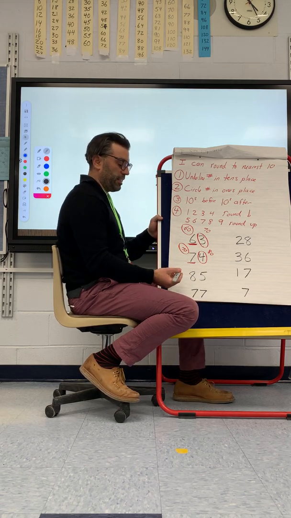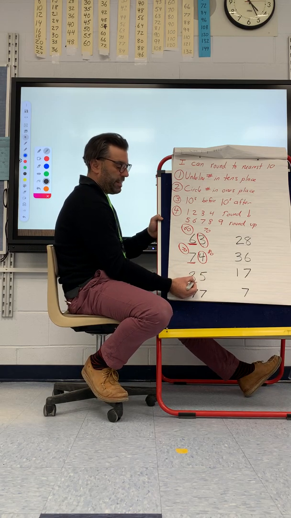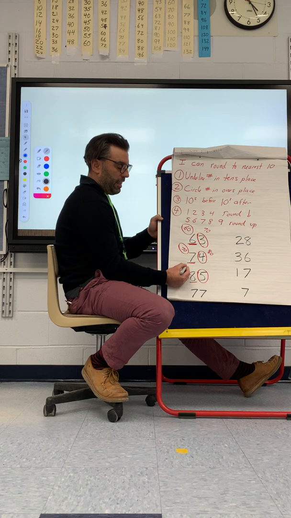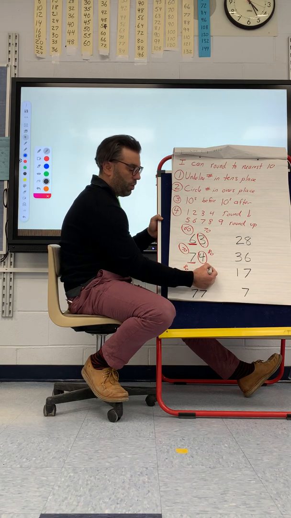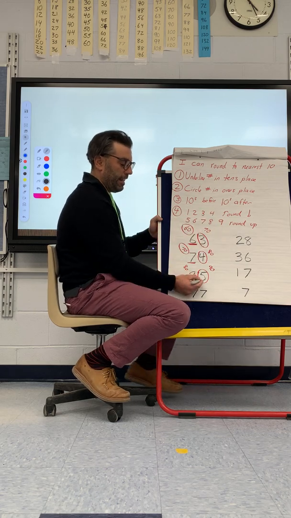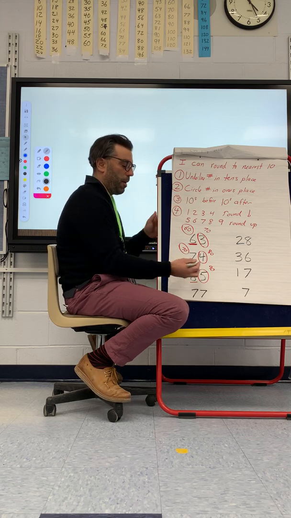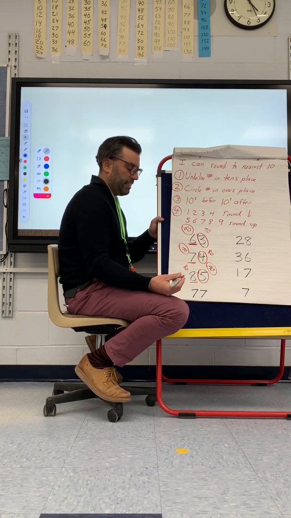Okay? Now check this one out, 85. You can see the 5, so it's going to go up. So I underline the 8, circle the 5. It's either 80 or next 10, 90, and it ends with the 5. So 5, even though it's right in the middle, that one's going to go up to 90.